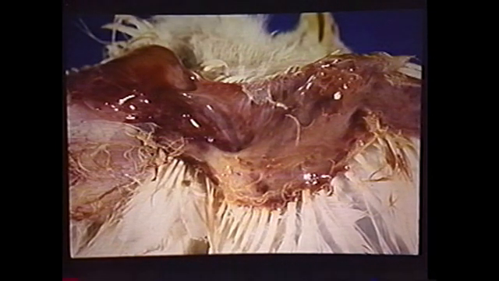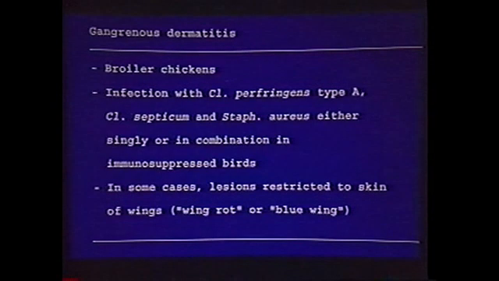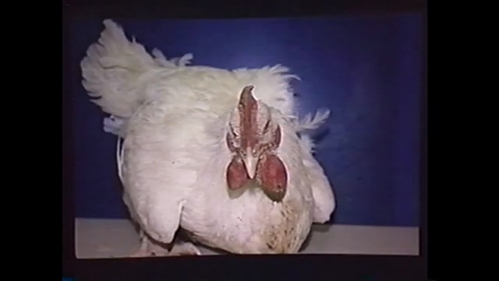Clostridium and staph are frequently isolated from these birds. The predisposing factors are immunosuppressive diseases, such as infectious bursal disease or chick anemia virus. So it is seen in broiler chickens, with these Clostridia isolated from them, usually immunosuppressed birds. Wing rot or blue wing refers to what I described in the skin of the wing.